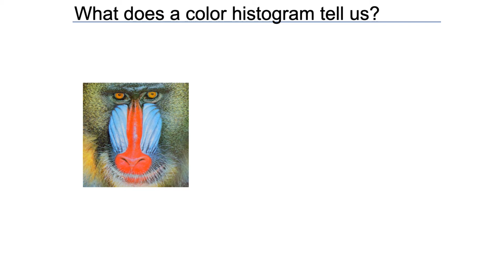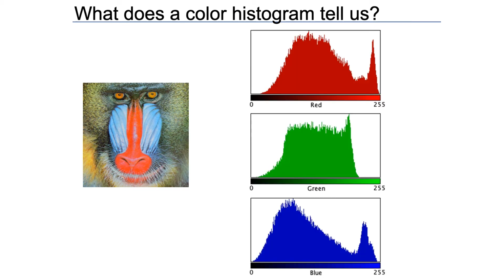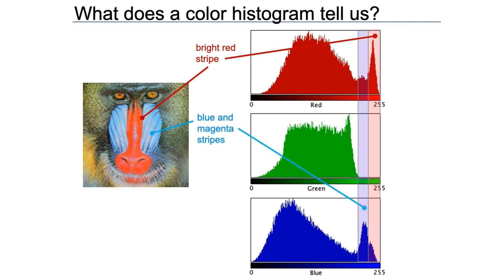Even color histograms can tell us something. I can take all of the intensities in the red channel, the green channel, and the blue channel and plot those individual histograms. For example, in the highest values at 255, you see a lot of red and just a little bit of blue and no green. And those correspond to the bright red stripe going down the center of the muzzle of this mandrel.